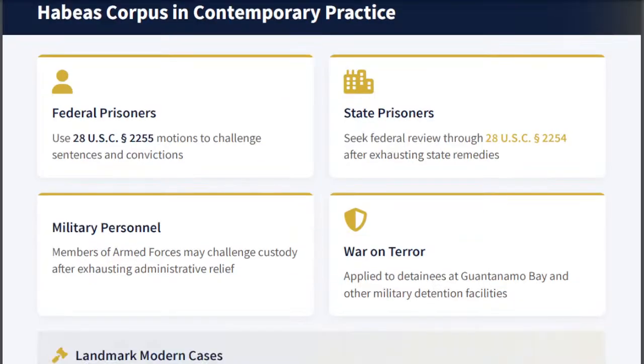And the habeas corpus in contemporary practice. For federal prisoners, use 28 U.S.C. 2255 motions to challenge sentences and convictions. For state prisoners, seek federal review through 28 U.S.C. 2254 after exhausting state remedies.